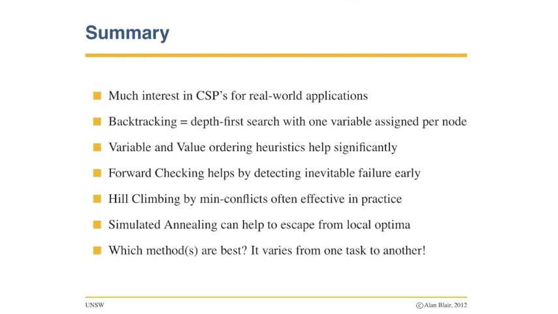Okay, so in summary, there's a lot of interest in constraint satisfaction problems for real-world applications. The standard simple algorithm is backtracking, which is depth-first search with one variable assigned per node. By certain heuristics to tell us the variable and value ordering, we can speed up the search significantly. Forward checking helps by detecting failure early. Hill climbing by min conflicts is often effective in practice, like in the N-Queens problem. And if you get stuck in local optima, you can often escape with simulated annealing.